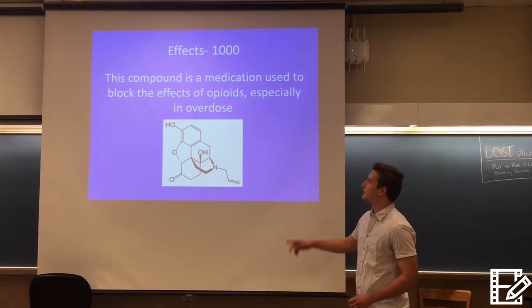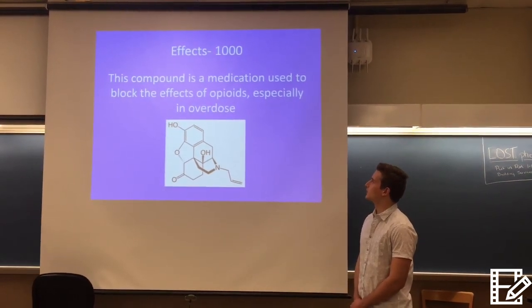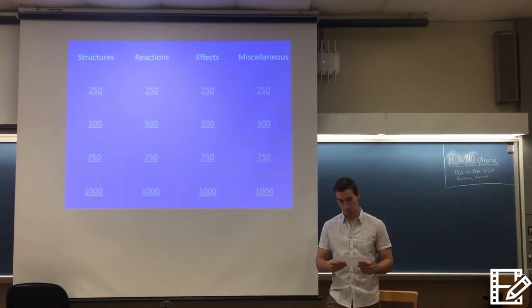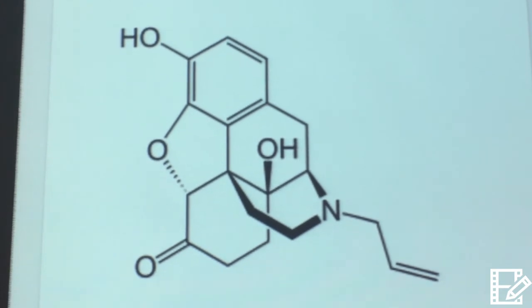Effects for 1,000. This compound is a medication used to block the effects of opioids, especially an overdose. For the win, what is naloxone? That's correct. This is the molecule naloxone.